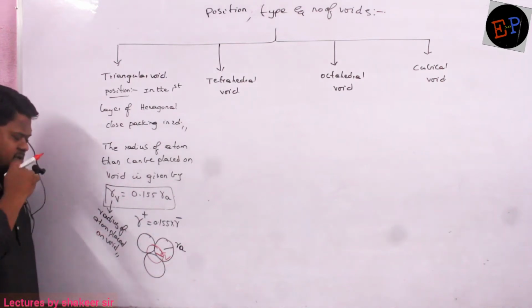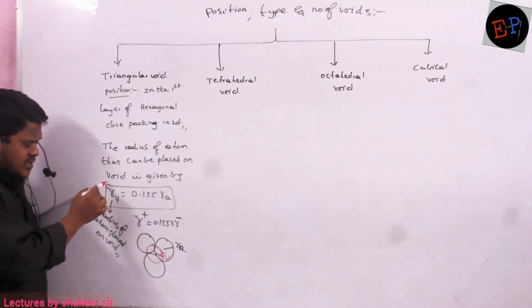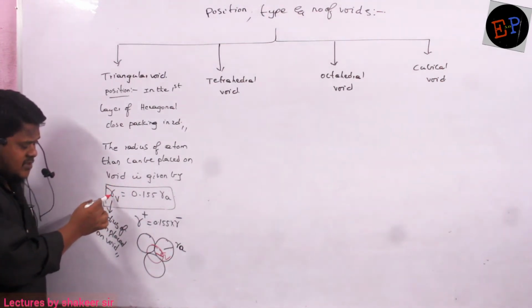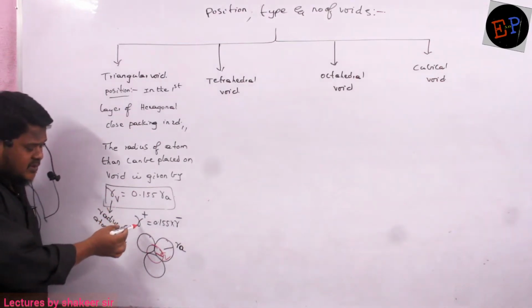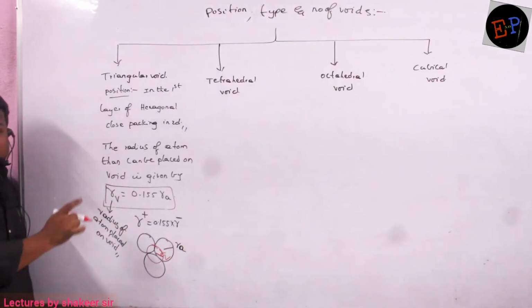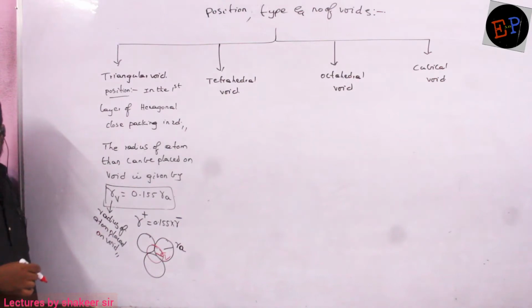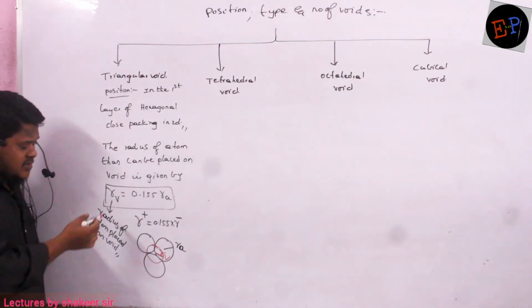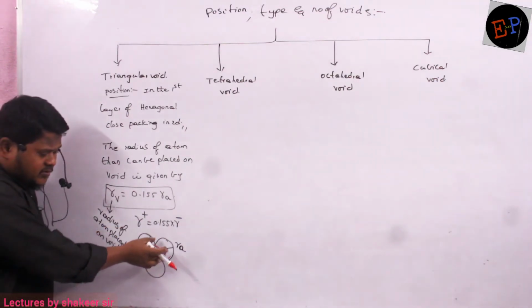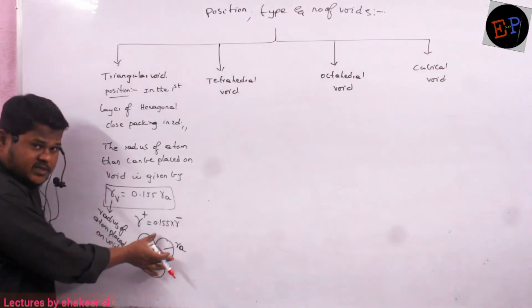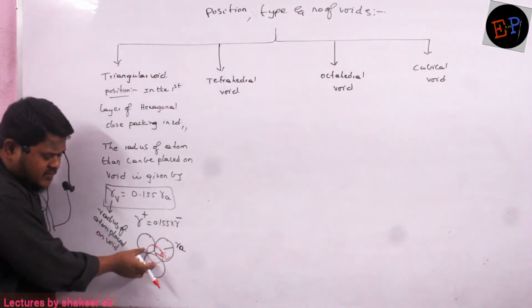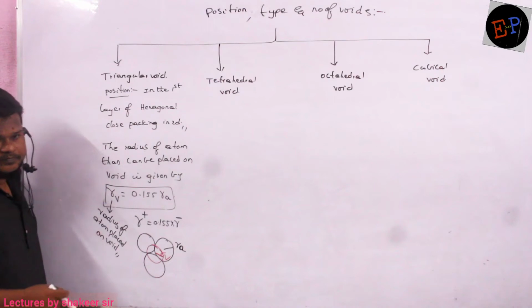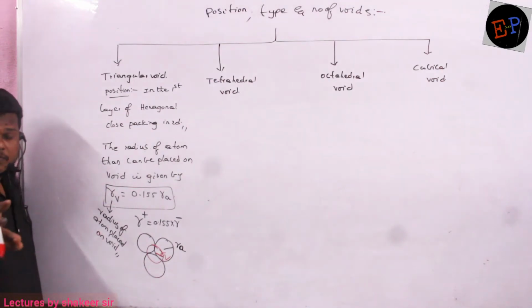Okay. Now see, listen carefully. The size of the atom, or radius of the atom, which can be placed on the void, I have represented by R plus, the radius of the cation. Why is it like that? Because it is very small in size, no? When compared to the radius of the atom which is creating this void, the radius of the atom placed on the void is very small. And generally cation sizes will be very small, no?